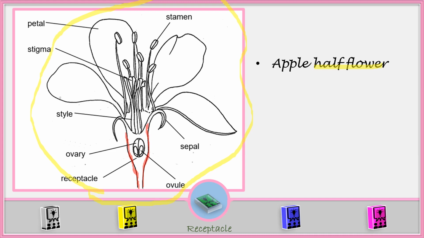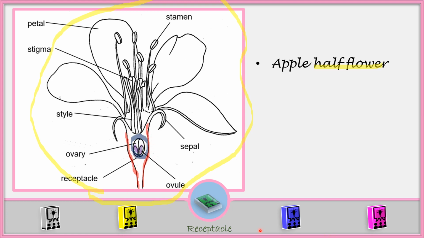But I want you to see where the ovary is. The ovary is this part here. When you look at the ovary, inside the ovary are ovules. These ones that we see inside the ovary, those are ovules. But when you look at the ovary, you see that the ovary is embedded in the receptacle. It is inside the receptacle.